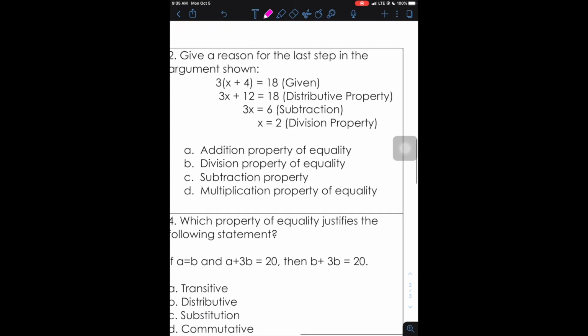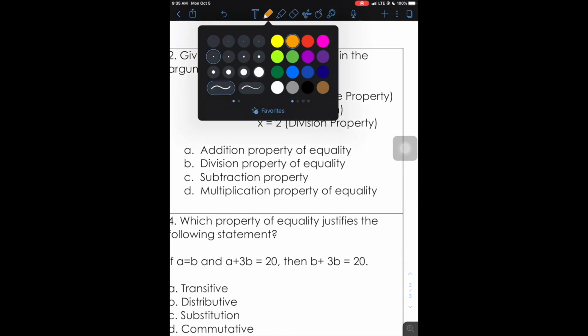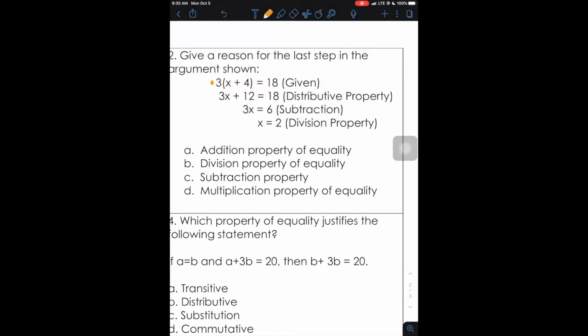So for number 2, let's walk through. This is what they gave us. Then we use the distributive property, multiplying the 3 out to everything inside the parentheses, no problem. Then we subtracted 12 from both sides. Then we got down to this line.